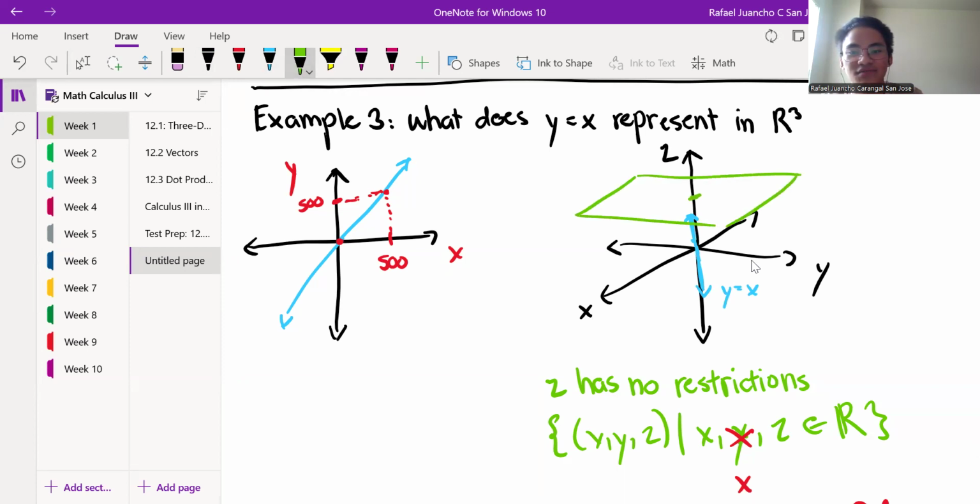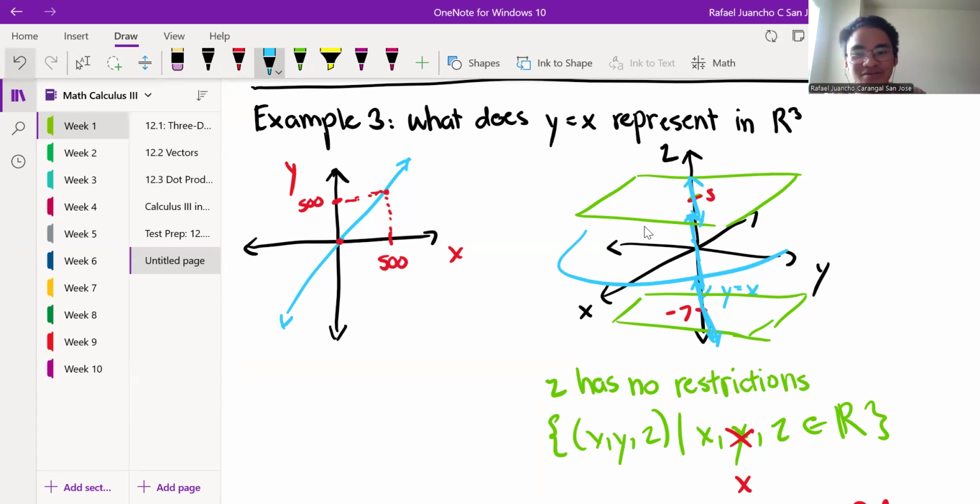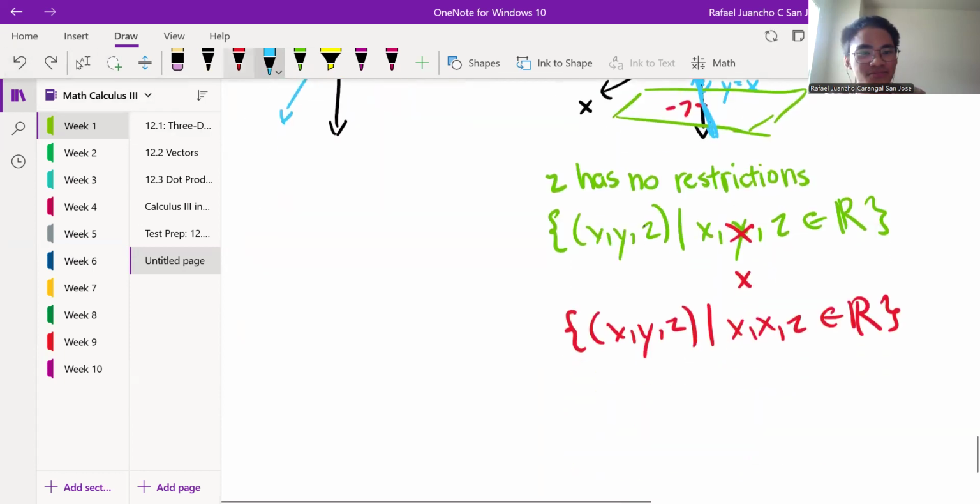When z is 5, then it's like that. When z is negative, say negative what? Negative 7. I'm thinking of these random numbers. Then it's here. And if you reverse it a bit, if you look the other way around, it should look something like this. How do I do that?